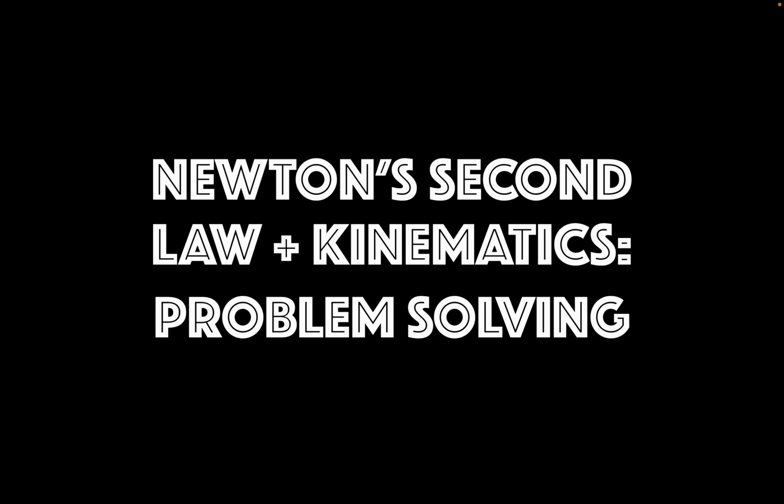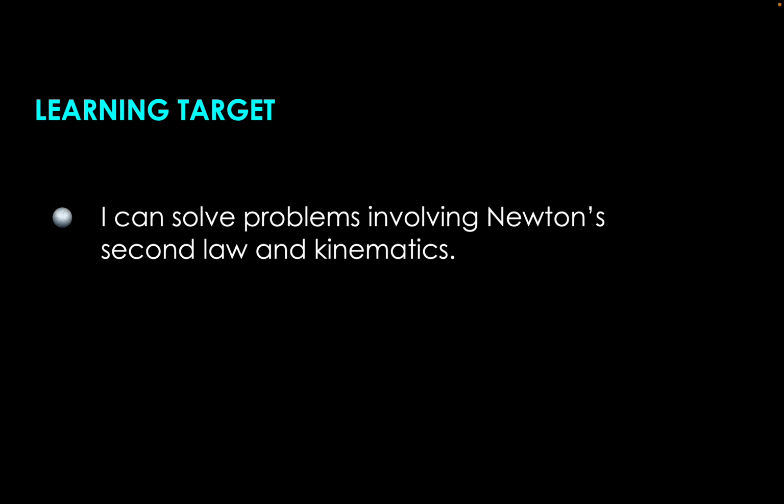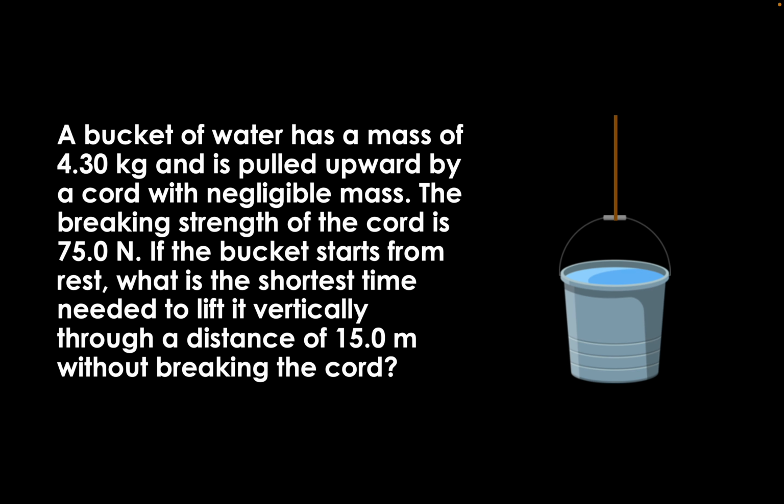In this tutorial, I'll be giving a sample problem on Newton's second law with kinematics. For this problem, it says here, a bucket of water has a mass of 4.30 kilograms and is pulled upward by a cord with negligible mass. The breaking strength of the cord is 75.0 newtons. If the bucket starts from rest, what is the shortest time needed to lift it vertically through a distance of 15.0 meters without breaking the cord?